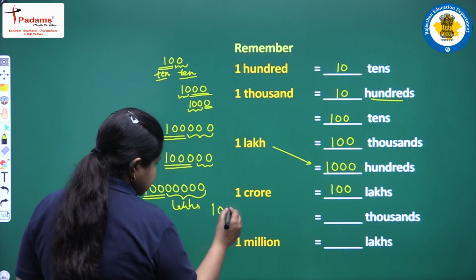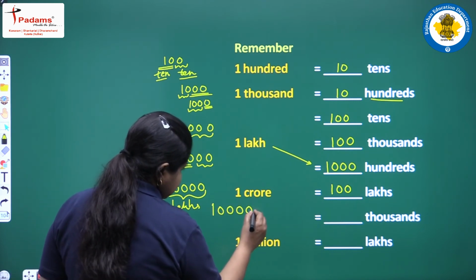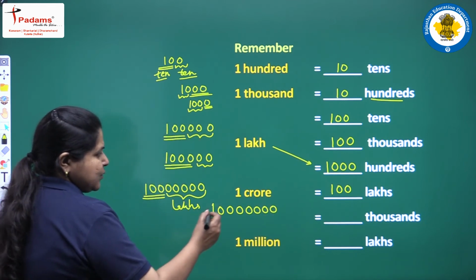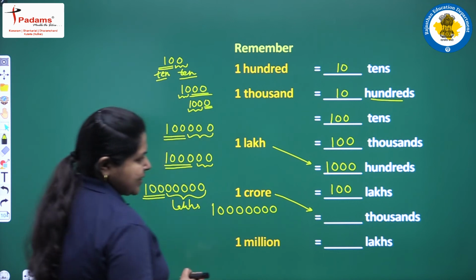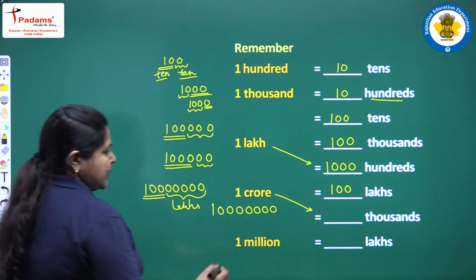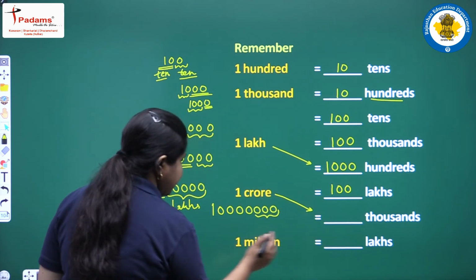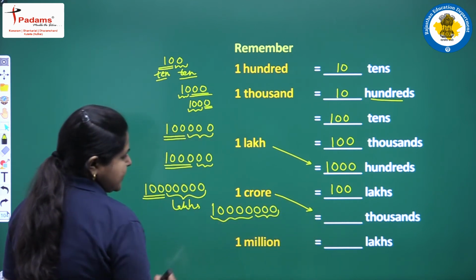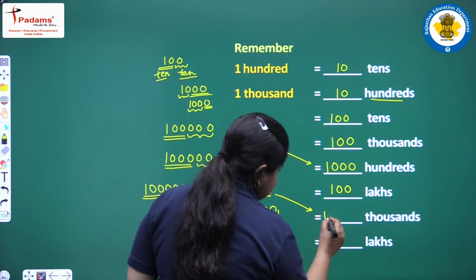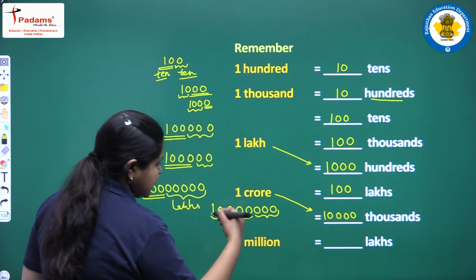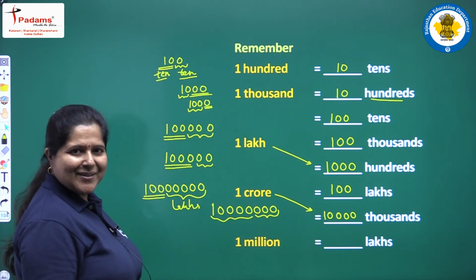Then we have again 1 crore. Let us write it once again. Now we need to write the relation between crore and thousands. Now 1000 has 3 zeros. So keep them separately. We are left up with 10,000. So here it will come 10,000 thousands. Clear to you?